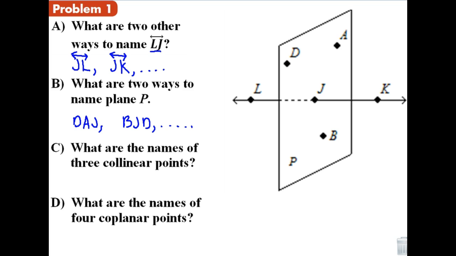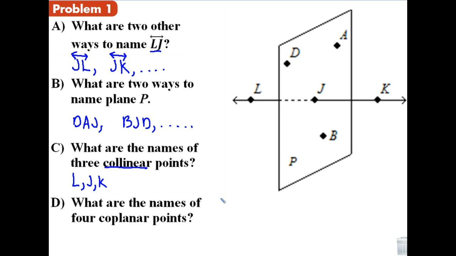Part C asks, what are the names of 3 collinear points? So in other words, 3 points on the same line. Well there's only one line here, so I'd say that L, J, and K are my 3 collinear points. Put commas between them because we're not labeling plane LJK, we're just saying L and J and K, those points.